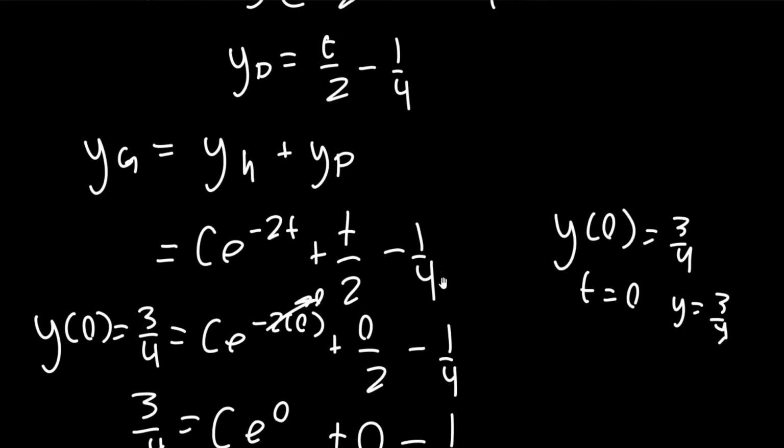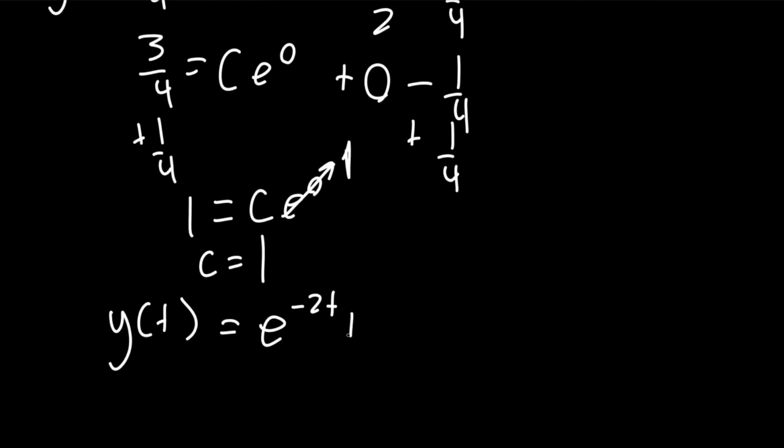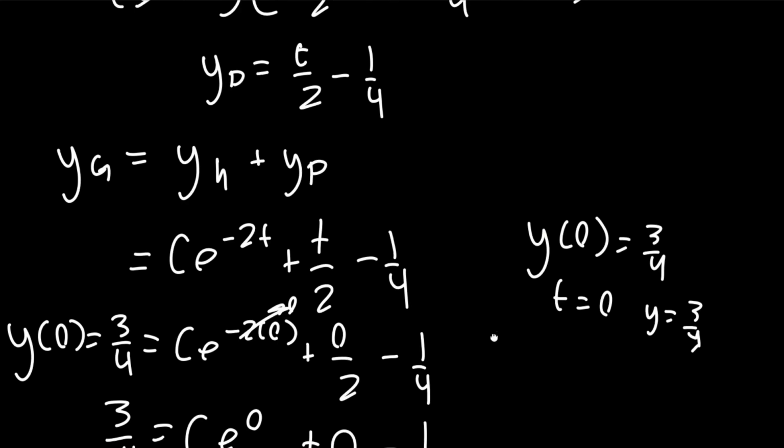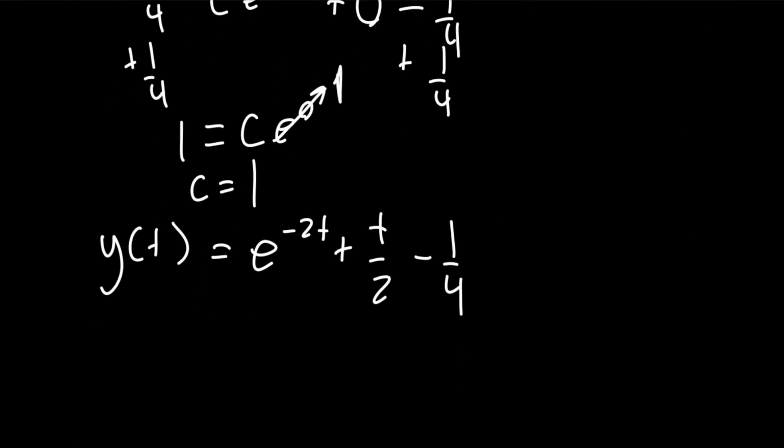Let me take a peek again. Plus t over 2 minus 1/4. Is that right? Yeah. All right. So that was our first toy example.